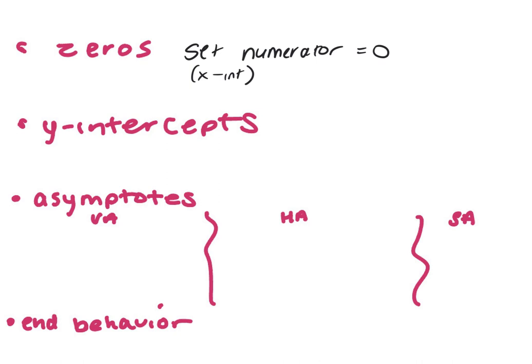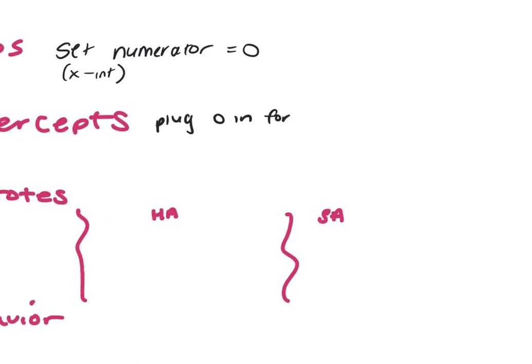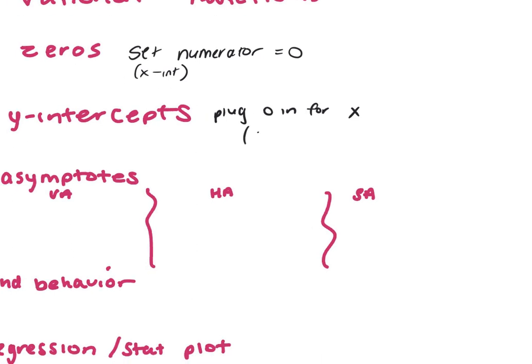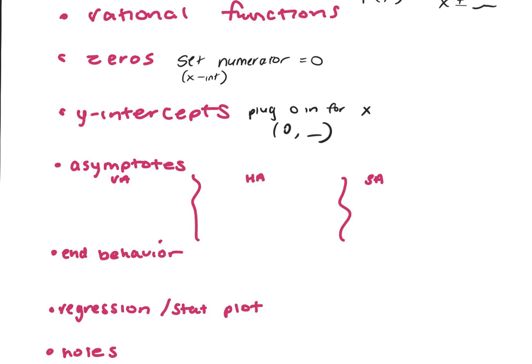For your y-intercept, you plug 0 in for x. The zeros, which would be the x-intercepts, you plug in for y. And there might be a time in which you don't have an x-intercept or a y-intercept, because it doesn't cross the x-axis, or it doesn't cross the y-axis. But if there is one, that's how you find it.